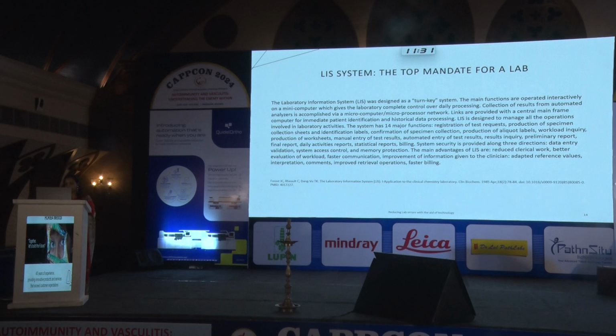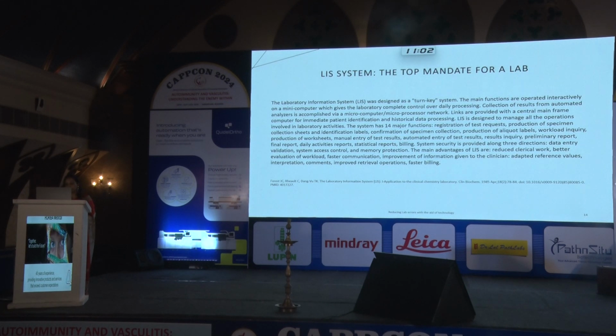LIS is designed to manage all the operations involving lab activities. The system has 14 major functions, including registration of test requests, production of specimen collection sheet, identification labels, confirmation of specimen collection, production of Ellicott labels, workload inquiry, production of worksheets, manual entry of test results, automated entry of test results, result inquiry, preliminary report, final report, daily activities report, including QC specifications, statistical reports, billing, etc.